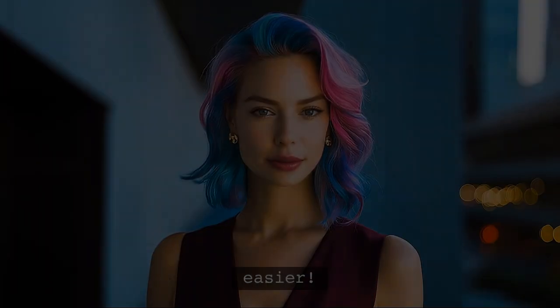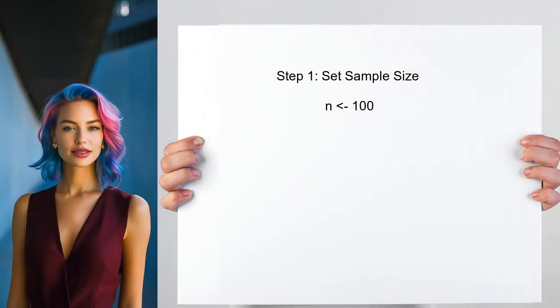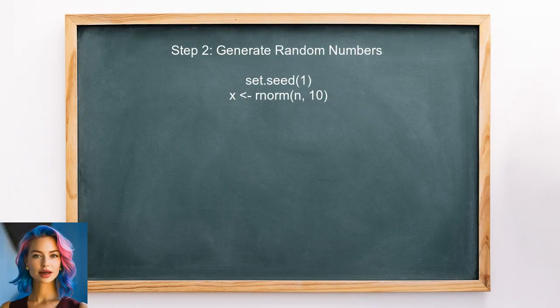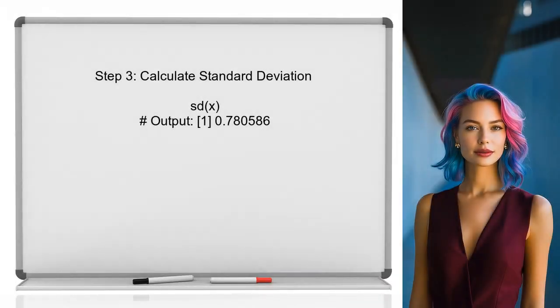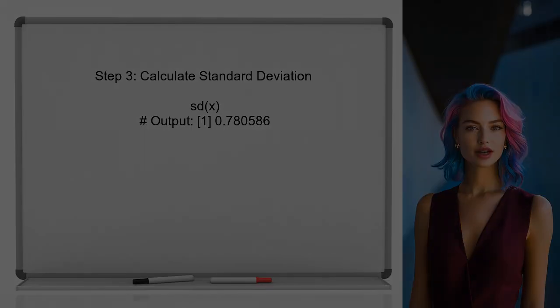To calculate the population standard deviation in R, the user should first set the sample size to 100. This can be done by assigning the value 100 to the variable n. Next, the user needs to generate random numbers using the rnorm function. This function will create a sample of normally distributed numbers based on the specified sample size. Now the user can calculate the population standard deviation using the SD function. This function will provide the standard deviation of the generated sample.